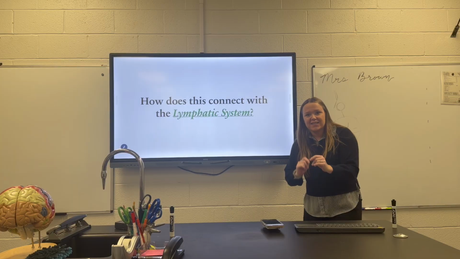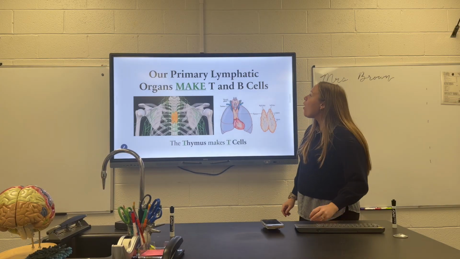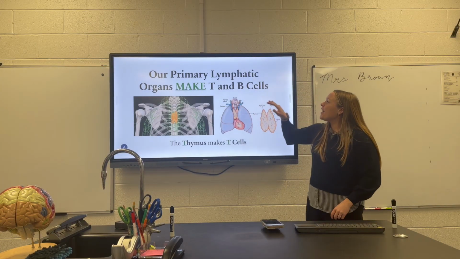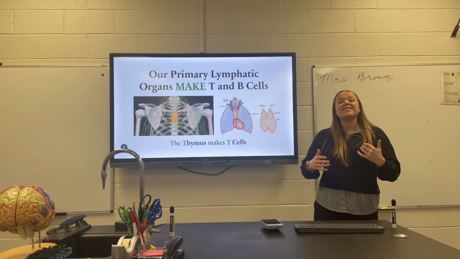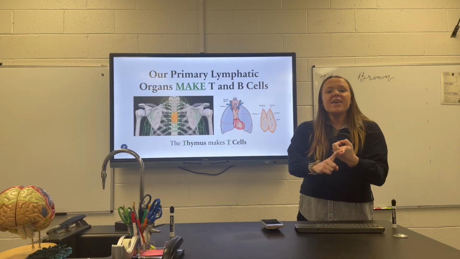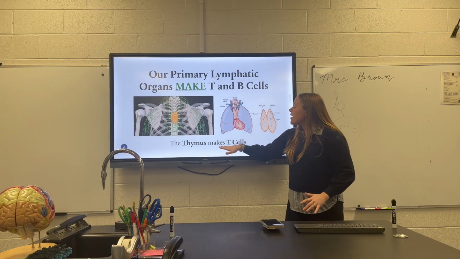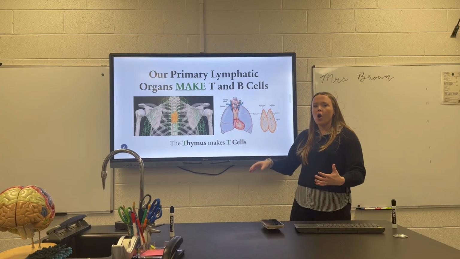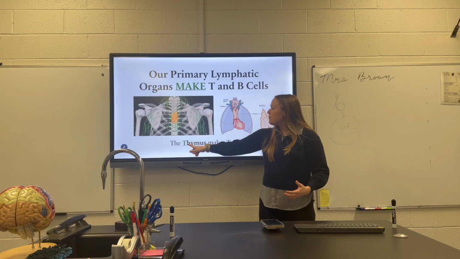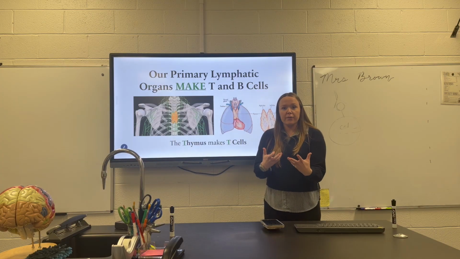All right. So finally, to put this all together, how do these lymphocytes, learning about them, connect to our lymphatic system? Great question. Well, our primary lymphatic organs are the ones that are making the B and T cells. So the thymus makes T cells. T cells are called T cells because they're made in the thymus. So thymus T, you'll never forget it.